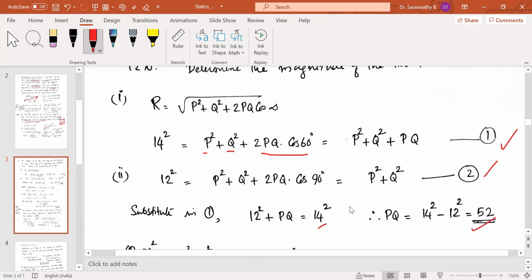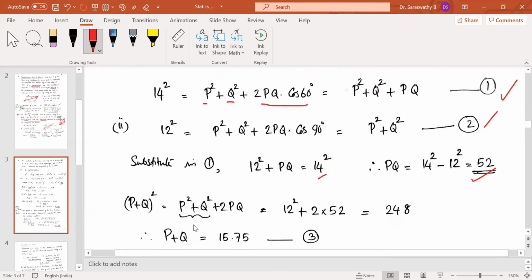Now I'm going to write the expression P plus Q the whole squared. P plus Q the whole squared is P squared plus Q squared plus 2PQ. P squared plus Q squared, from here, is 12 squared, and PQ is 52 here. So 12 squared plus 2 into 52 is 248. So P plus Q the whole squared is 248. Therefore, P plus Q is equal to the square root of 248, which is 15.75.